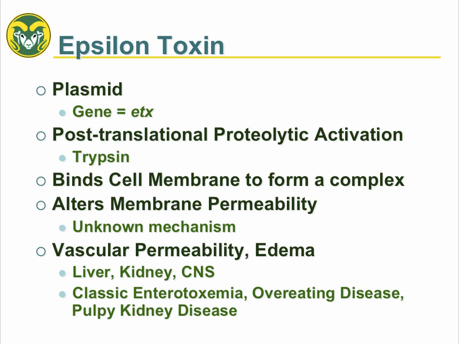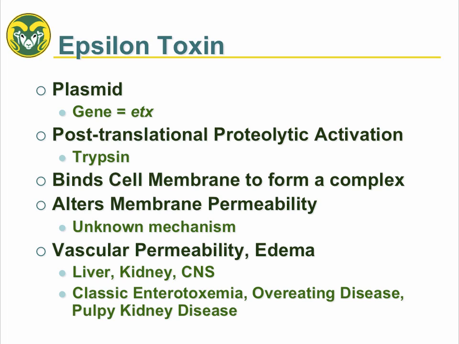We tend to see the lesions in the liver, the kidney, and the central nervous system predominantly, especially in the central nervous system with the symmetrical encephalomalacia that's seen there. And if you go and look at the literature, and even as we teach it to veterinary students in class, we teach this classic enterotoxemia, overeating disease, as being the type D disease, epsilon toxin, and neurologic signs and sudden death.